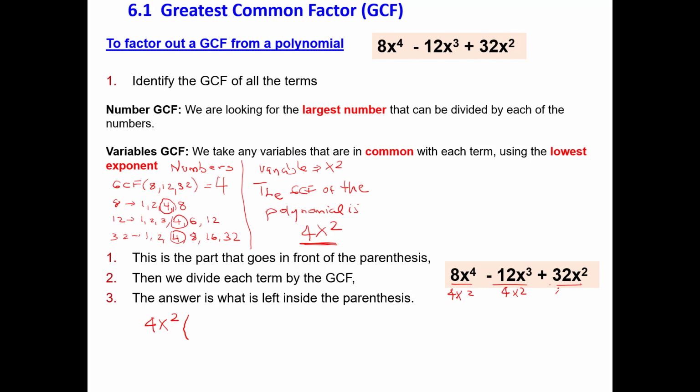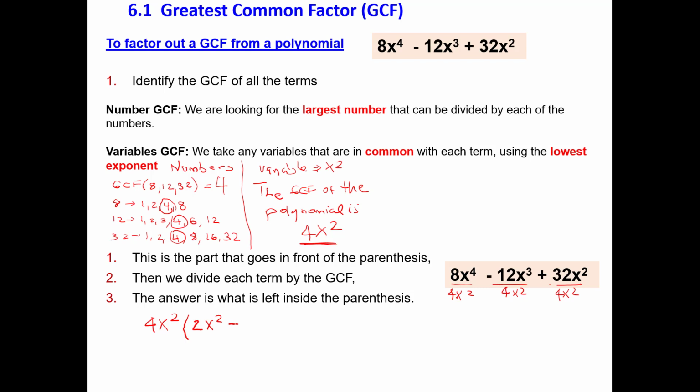4x squared, 4x squared. And the answer is what is left inside the parentheses. When we divide this one, what is left is inside the parentheses. Let's divide each term by the greatest common factor. Then 8 divided by 4 is 2. X to the 4 divided by x squared is x to the second. We subtract the exponents. 4 minus 2 is 2.